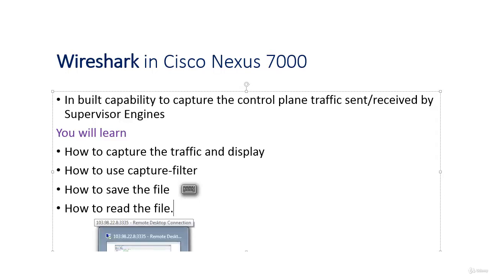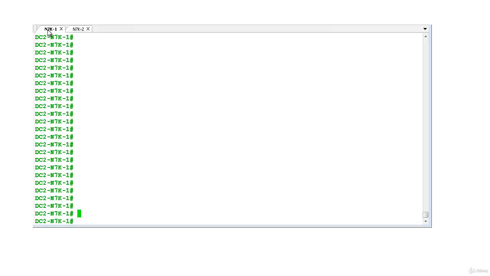Okay, so let me take you to 7K. I have two 7K devices right now. First condition is that this Ethereal, or as known as Wireshark, it can only be run in admin VDC. Remember it. In fact, it will work only in admin VDC. So I have two different chassis. This VDC belongs to one chassis, and this one belongs to the other chassis, and both are admin. Okay, so you don't need any command to enable it. It is by default enabled. There is no need of entering any feature based command.